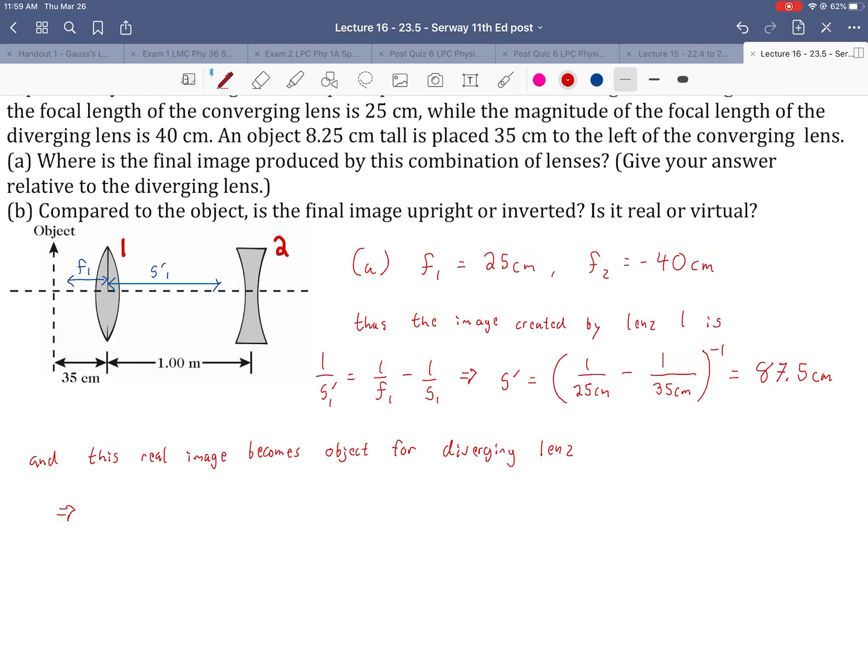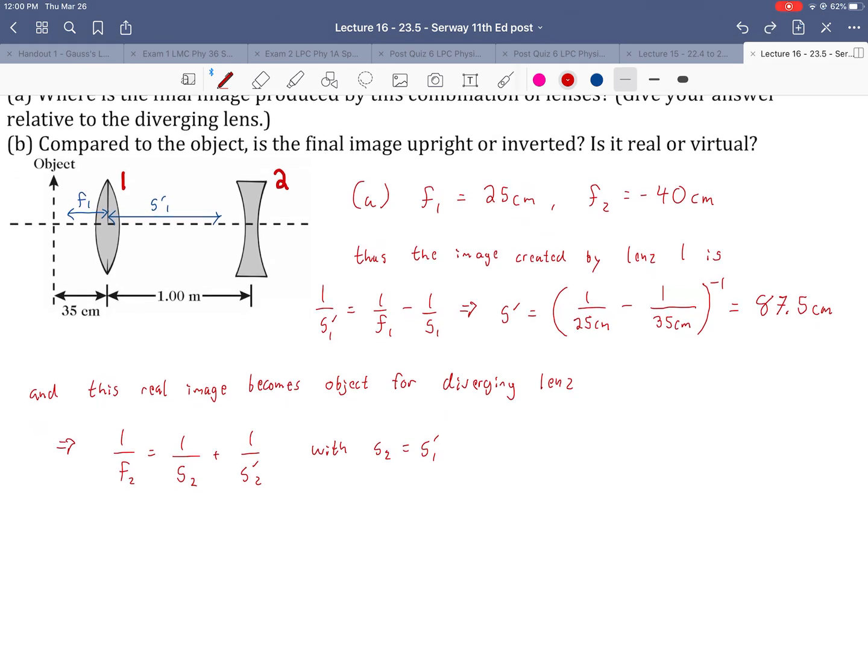I'm going to use the given focal length for the diverging lens, and then I'm going to find S2 prime. Okay? So I'm just going to write out the lens formula. 1 over F2 equals 1 over S2 plus 1 over S prime 2, with S2, so object 2, equal to S1 prime. Okay, so in other words, the image from the first lens becomes the object for the second lens.